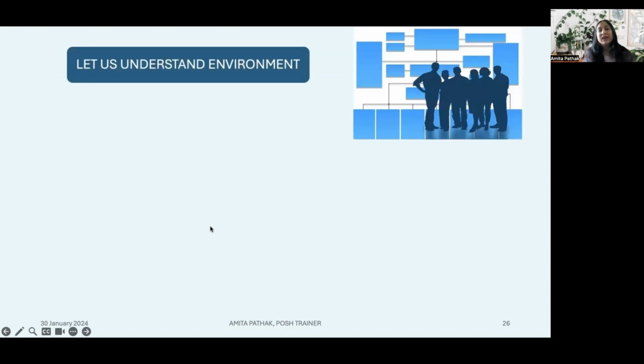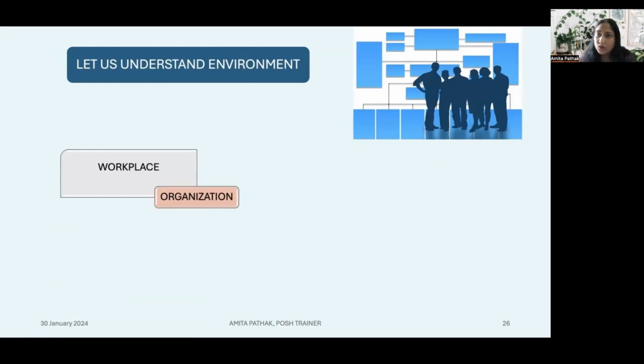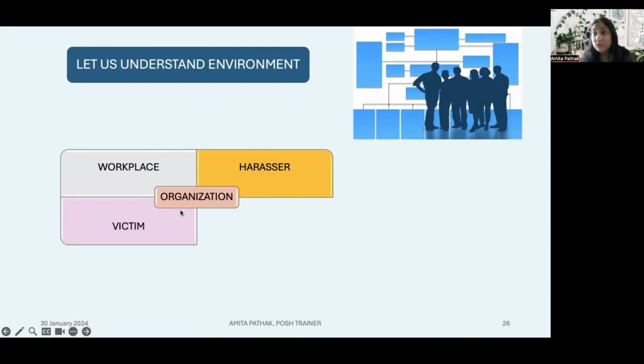Let's move ahead and understand the environment of harassment. What is this? An employee works in an organization. In an organization, there is a workplace where that person performs his duty. The harasser is the person who harasses a woman, and the victim is the woman who gets harassed. If a woman at the workplace is harassed by a harasser in an organization, it means there must be redressal of complaints as per the POSH Act. So this is the environment.